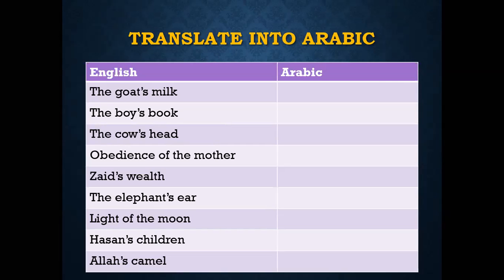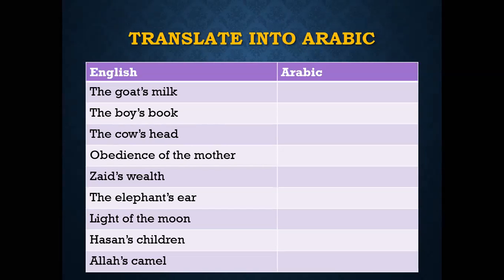The boy's book. Kitabul waladi. The boy's book. The cow's head. Ra'sul baqarati. Obedience of the mother. Ita'atul ummi. Zaid's wealth. Malu Zaidin. The elephant's ear. Udhunul fili. Light of the moon. Daw'ul qamari.